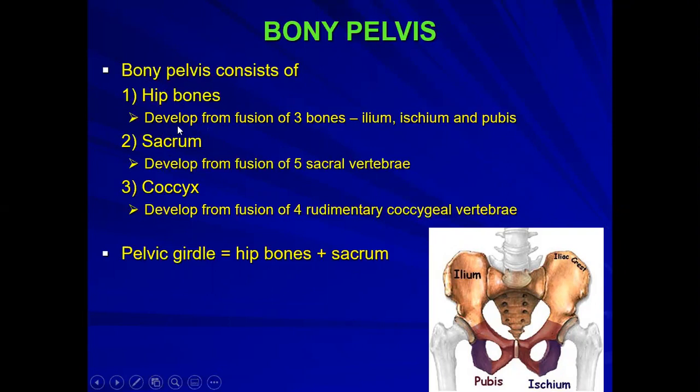For the hip bone, it developed from the fusion of the three bones. We have the ilium, the ischium, and the pubis. And then the sacrum developed from the fusion of the five sacral vertebrae. At the back there, we have the sacrum, which is fused together. And then the coccyx, the small bone here, developed from the fusion of four rudimentary coccygeal vertebrae. Altogether, the pelvic girdle is equal to the hip bone and also the sacrum, the complete set of the bony pelvis.